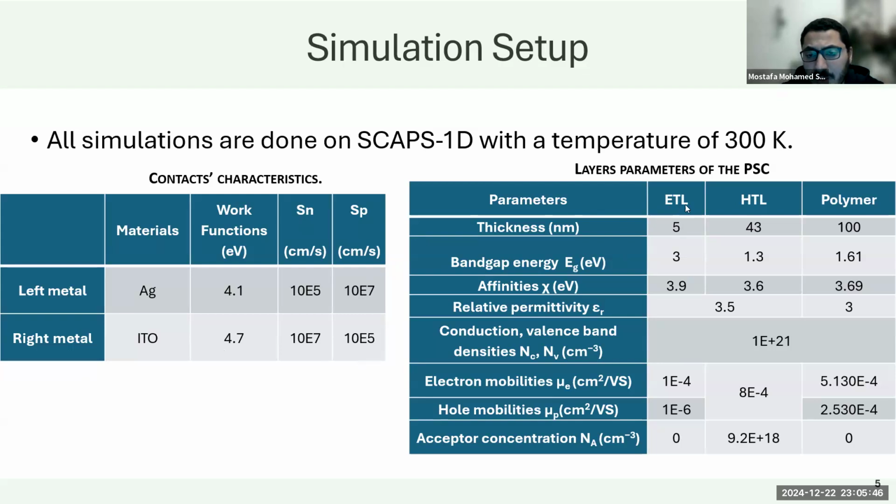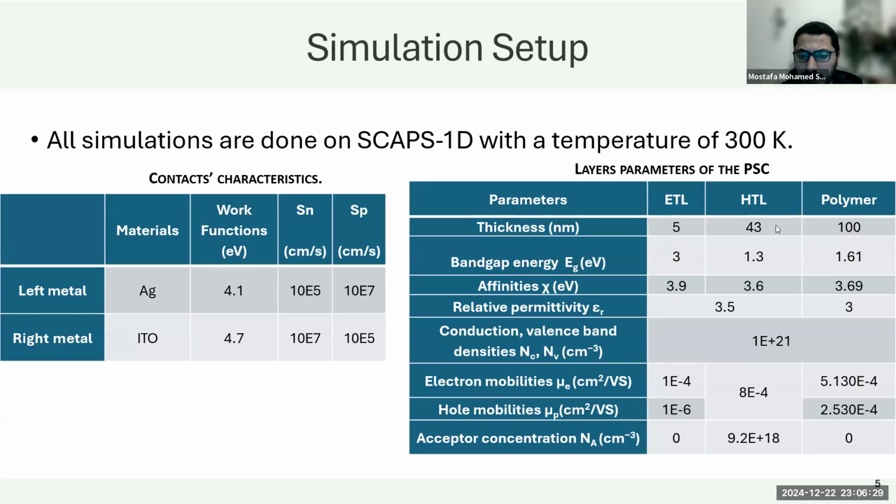The used layers parameters in this table are proposed. Firstly, the electron transport layer has a thickness of 5 nanometer. The energy gap is 3 electron volt. The affinity is 3.9 electron volt. The relative permittivity is 3.5. The conduction and valence bands densities NC and NV are 10 power 21 per centimeter cube. The electron mobility is 10 power negative 4. The hole mobility is 10 power negative 6, which is low. The acceptor concentration is 0 in the electron transport layer.